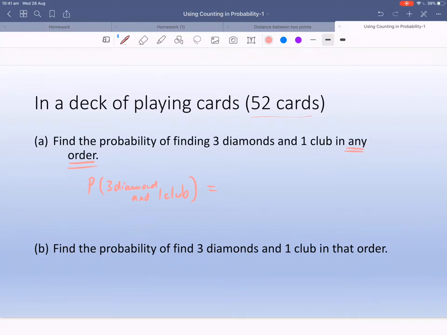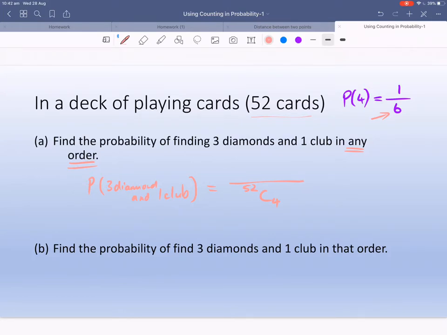Now the first thing we need to do is find the denominator. Now the example that I use is like when you roll a 4 with a 6-sided die, the probability of getting a 4 is 1 out of 6. Now 6 is the total outcomes that could occur. So the denominator will always have the total outcomes of what could occur. So that's probably the easiest thing to do already. So if we've got 52 cards, how many are we choosing? We're choosing 4. So that will be our denominator in any order.